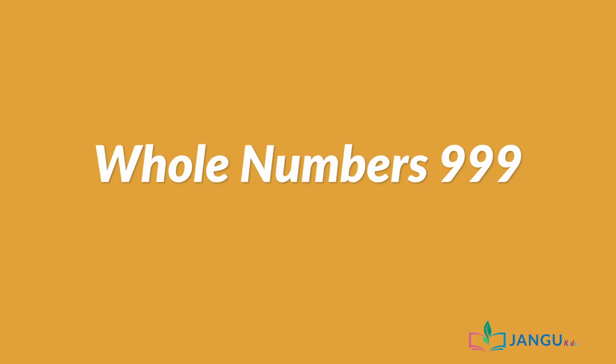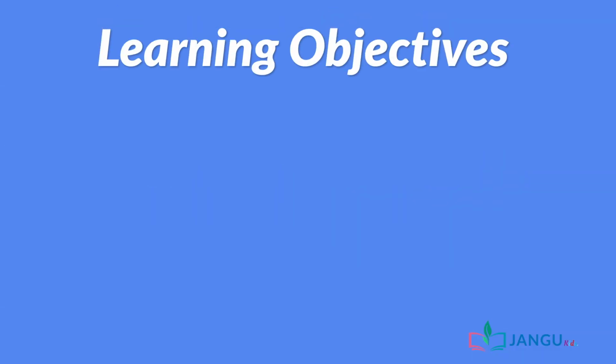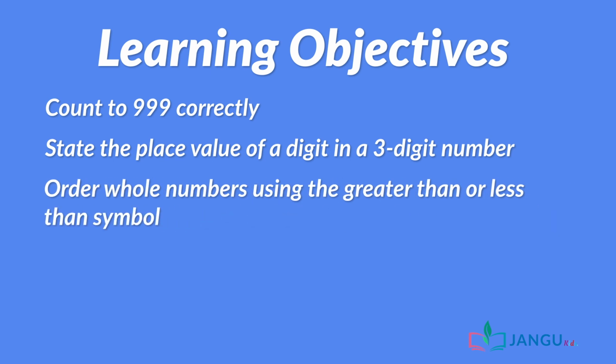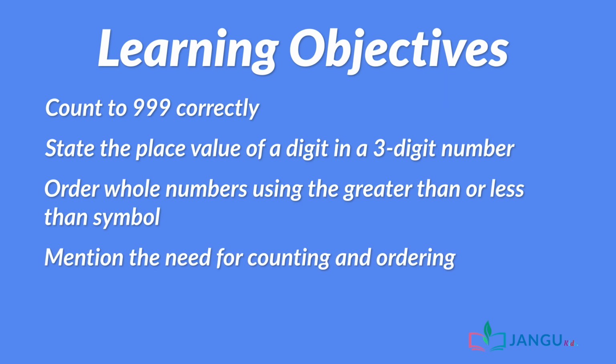Today we will learn whole numbers to 999. And at the end of today's lesson, you should be able to count to 999 correctly, state the place value of a digit in a 3-digit number, order whole numbers using the greater than or less than symbol, and mention the need for counting and ordering. So are you all ready?